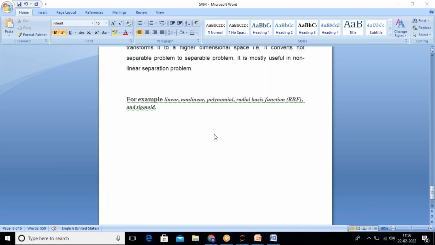Now, how to select the support vector machine's kernel? How to select that support vector machine kernel? Meaning which kernel to select?